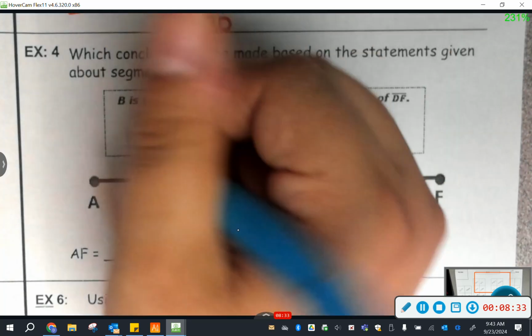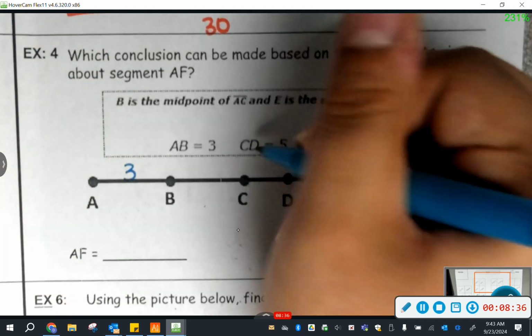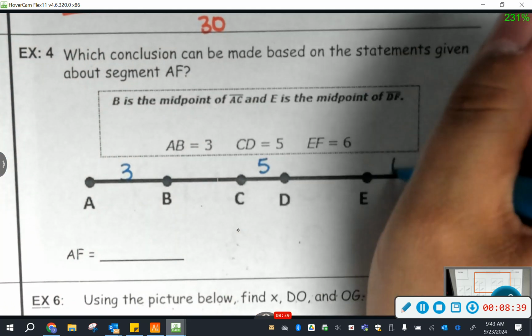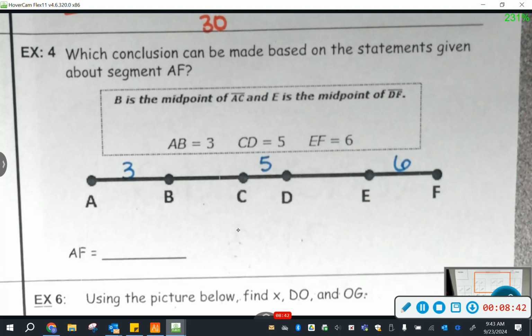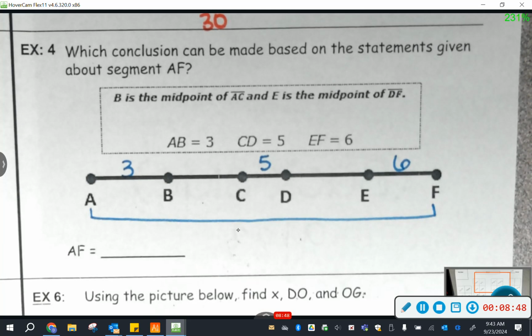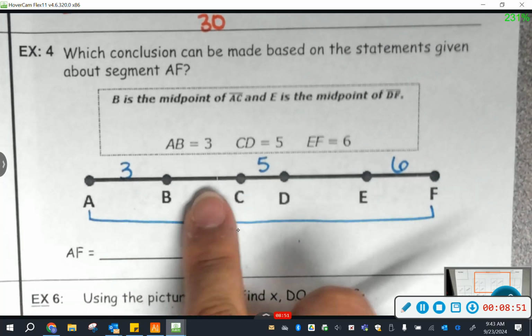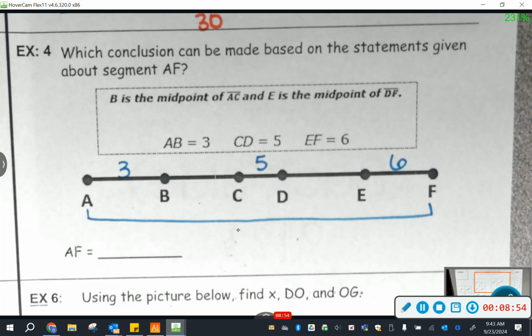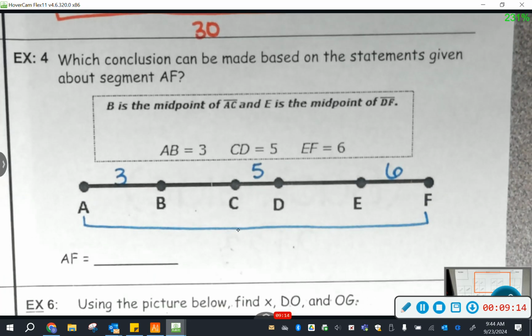It tells me AB is 3, CD is 5, and EF is 6. How can I find A to F? Can I just add those 3 numbers together and that's my answer? No, I'm missing segments. How do I figure out what those segments are? I don't know what BC is though. Add 3 and 5 and that's my BC? No, can't assume that.